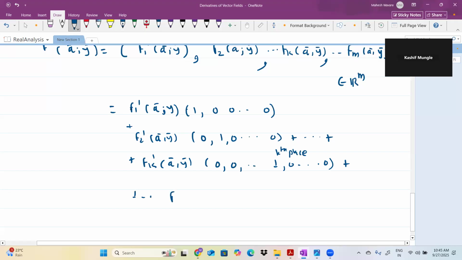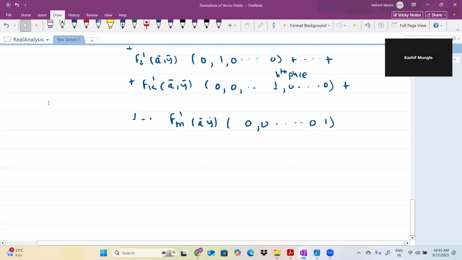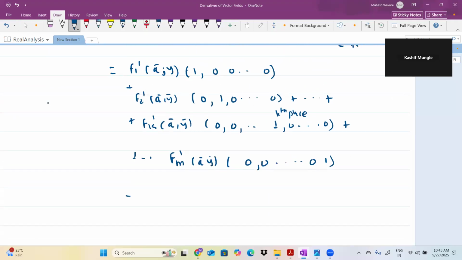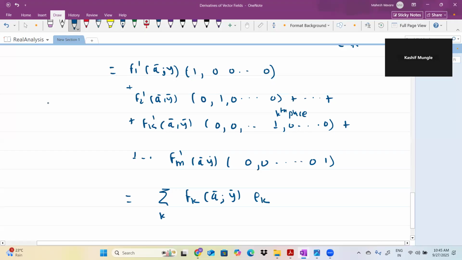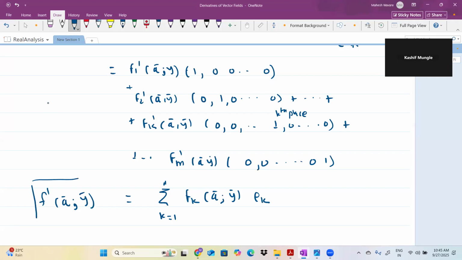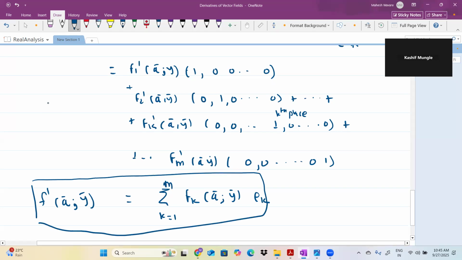And the last term, fm dash, it is 1. So these are the vectors. So I may write it in summation form: summation of fk dash a bar in the direction y bar times ek, with k running from 1 to m. So what is this? This is the derivative of f at the vector a bar in the direction y bar in the form of a linear combination. The sum is running from 1 to m, since there are m components.